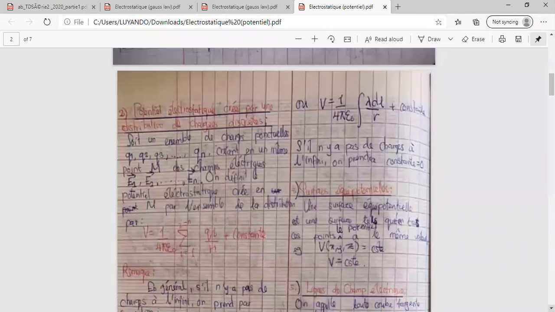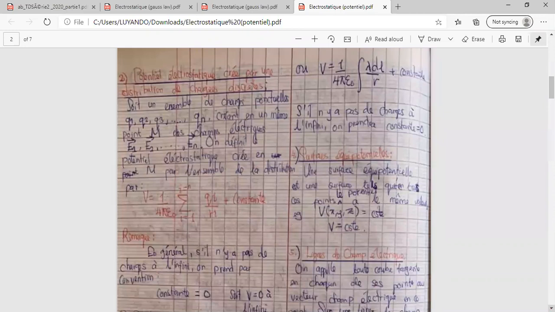Okay, so we move to the electrostatic potential created by a distribution of discrete charges. We have a set of point charges Q1, Q2, Q3 up to Qn. They create at the same point M the electric fields E1, E2 up to En. So each charge produces a certain electric field at M.